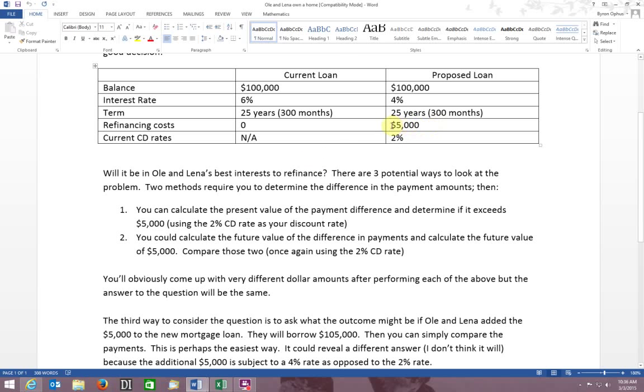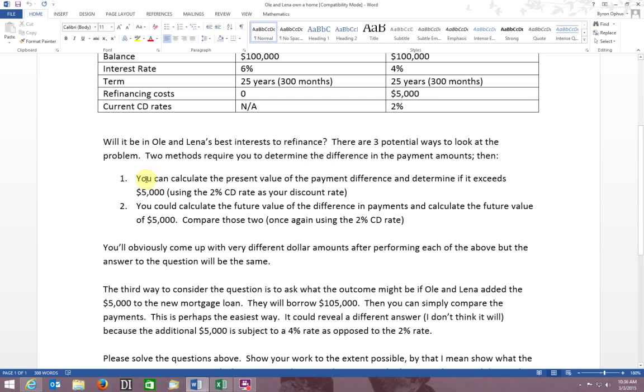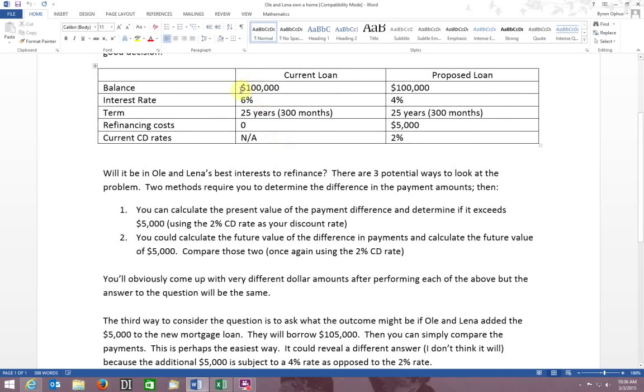But what about the $5,000 that you have to pay up front, right? Okay, you have to pay that in terms of closing costs and whatnot, and that's fairly realistic. For a $100,000 loan, it might be $3,000 and it might be $5,000, somewhere in between there. Okay. That's information you get from your bank. So I've put it this way: you can calculate the present value of the payment difference and determine if it exceeds the $5,000, right? So we're going to have a different payment that we come up with on this.